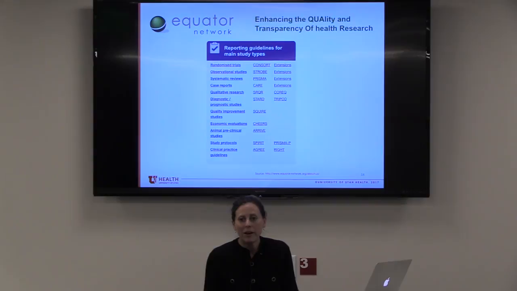And there are a number of other reporting guidelines. So I'd refer you to the Equator Network. They have a search engine. So if you're trying to find a guideline that's appropriate for a particular type of manuscript and study, it's a great starting point. It has most of them there and links out to full copies and materials.